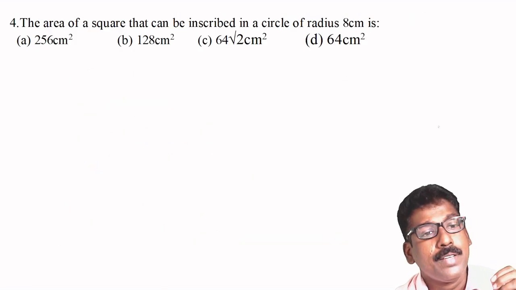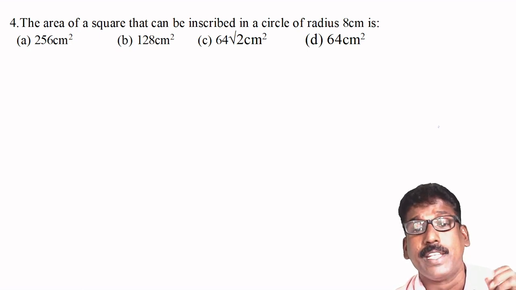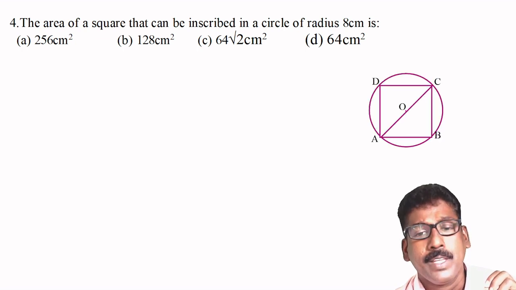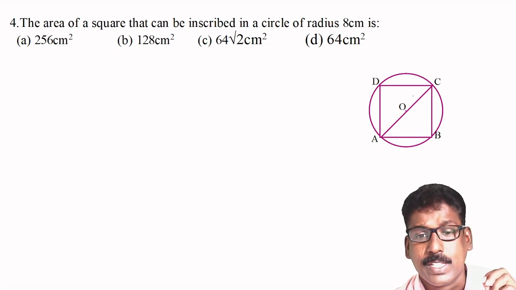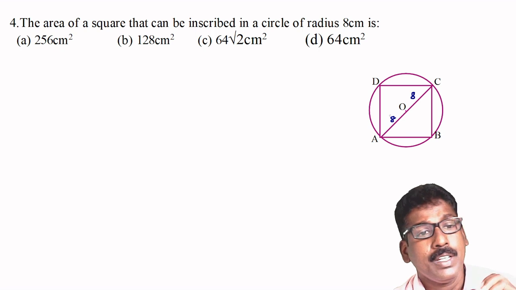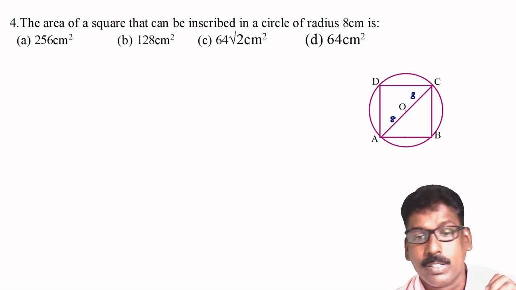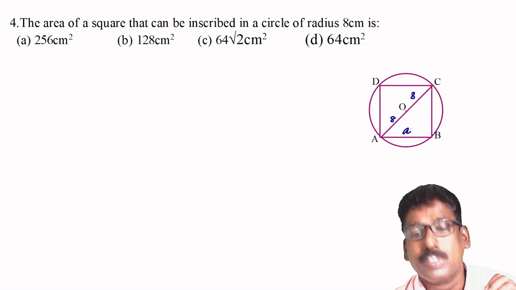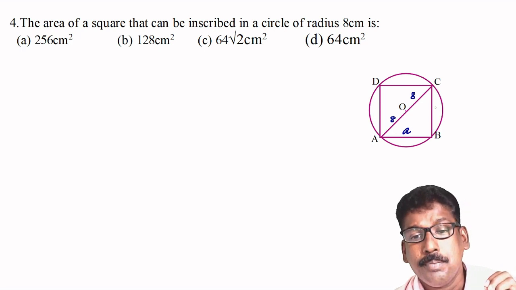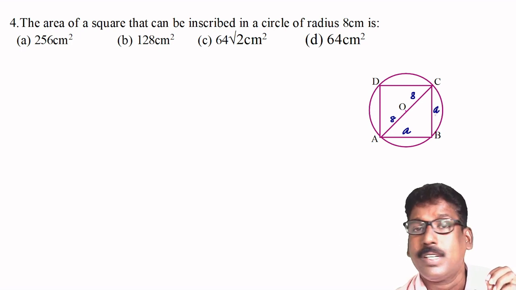Now, let us look at the next question. Here, the question is, the area of a square that can be inscribed in a circle of radius 8 centimeters. Now, let us look at its figure. Here, a circle and a square is inscribed in that circle, and the radius of the circle is given as 8. That means OC is equal to 8. Let OA also be 8. Now you have to find the area of the square. Let A be the side of the square, then BC is also A.